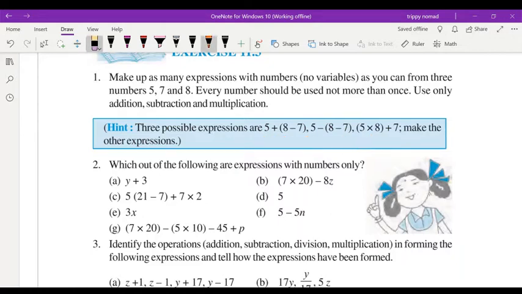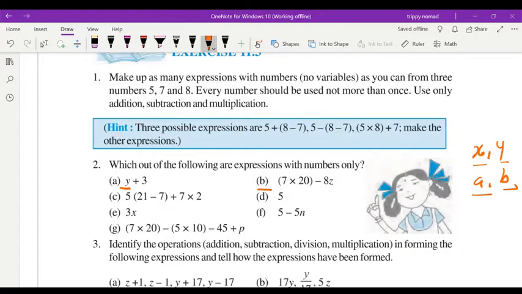Now question number 2. Which out of the following are expressions with numbers only? x, y, a, b. What are these called? Variables. Where in these expressions these variables are not used, you have to find out. Here y is there, so a variable is used, and here also a variable is used.